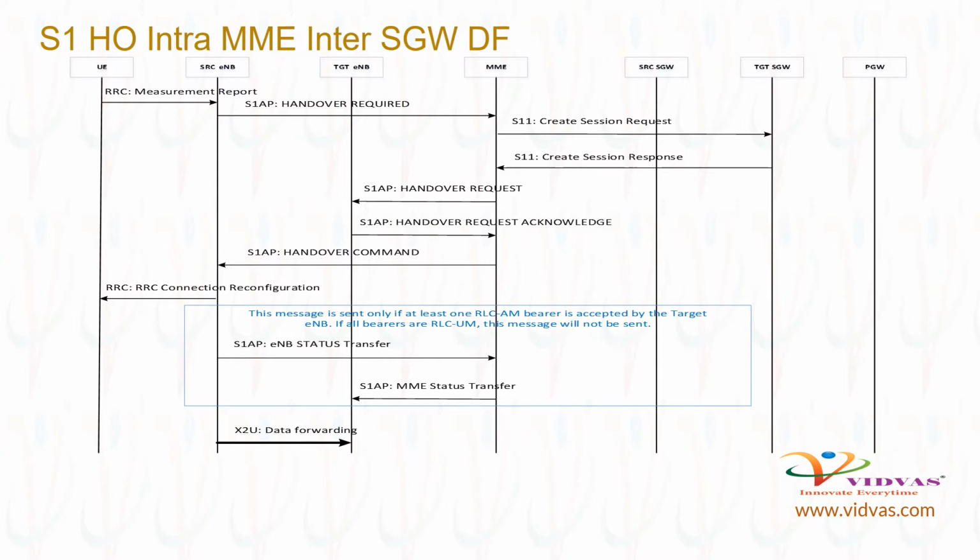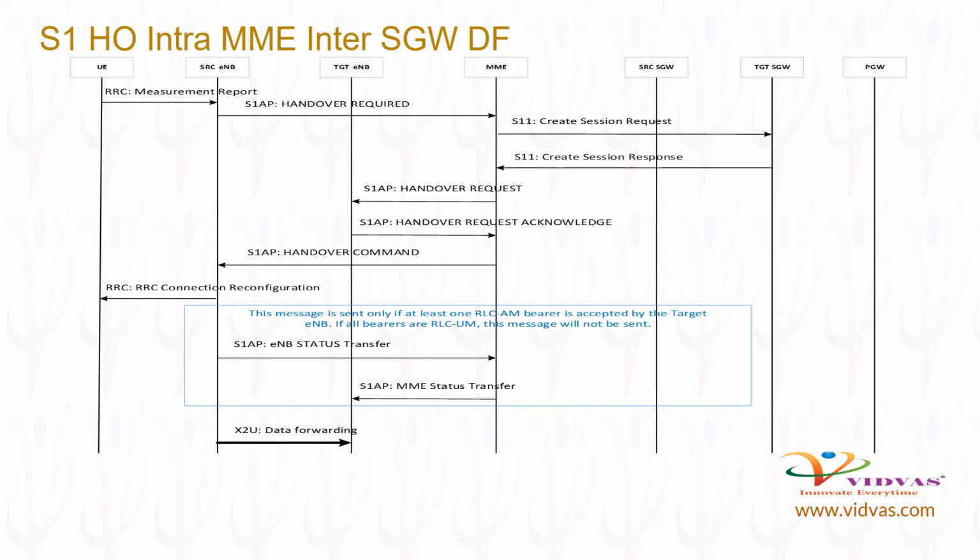As tracking area of target ENB is matched by a different SGW, MME sends S11 create session request message to target SGW, to create PDN session. Target SGW sends S11 create session response to MME. MME sends S1 AP handover request message to target ENB. Target ENB sets up the radio bearers and sends S1 AP handover request acknowledge message to MME with target ENB FTEID for downlink path.